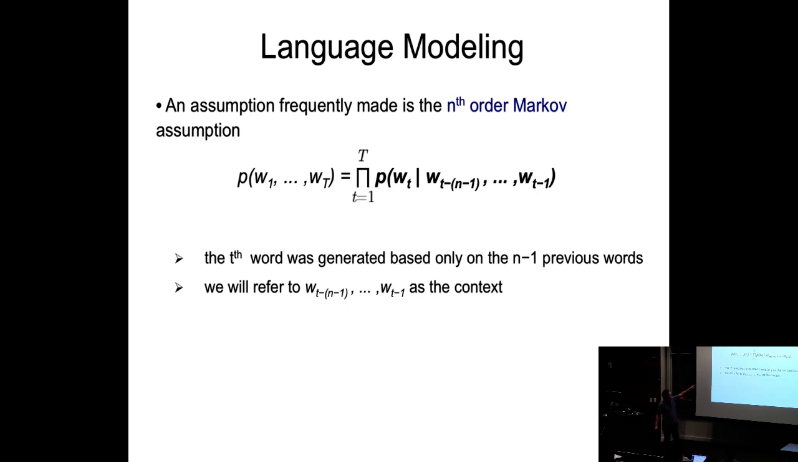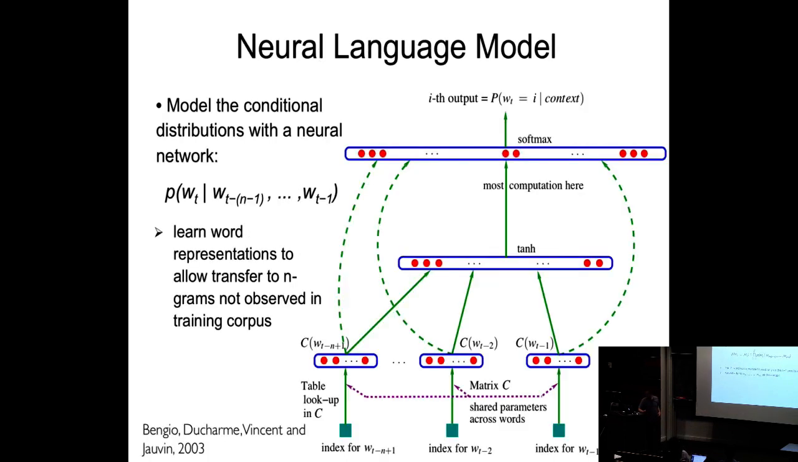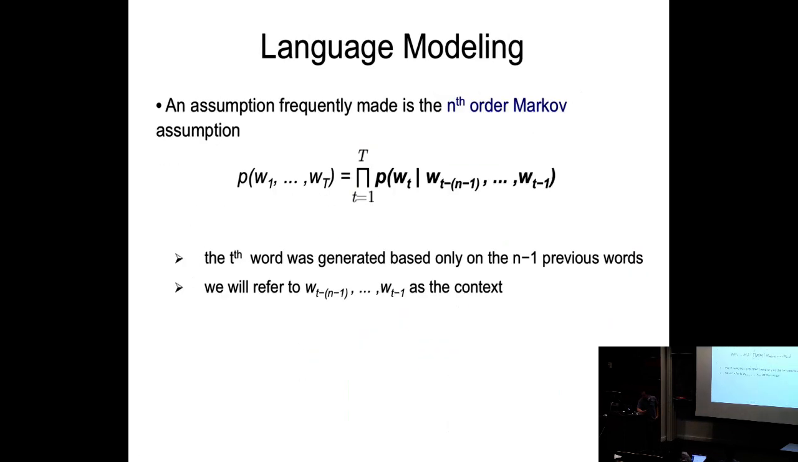So in this case, the t-th word here is generated based on only n minus 1 previous words. And we will refer to this as the context, right? So we try to predict the word at time t. It is going to depend on the word at t minus 1, t minus 2, all the way up to t minus n minus 1, right? So the context of size n minus 1. So this is what we're going to be optimizing, okay?